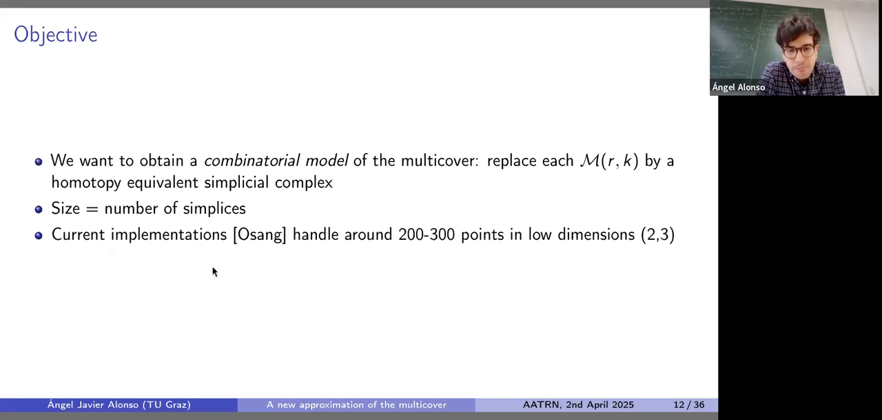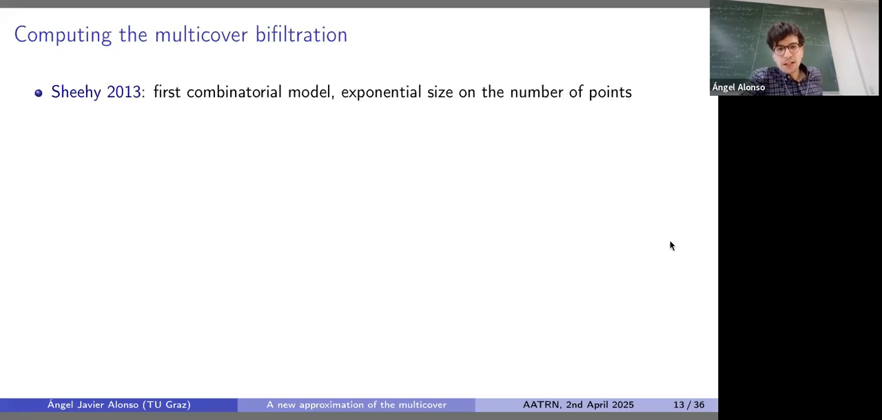And this is against the current implementations. There is one implementation by Osang that can handle around 200, 300 points in low dimensions 2 and 3. So this is kind of our objective, trying to compute this in practice. Okay, and this of course has some history. It starts in 2013 when Sheehy proposes the first combinatorial model, which has an exponential size in the number of points. So in this regard, it's perhaps unfeasible to compute it.